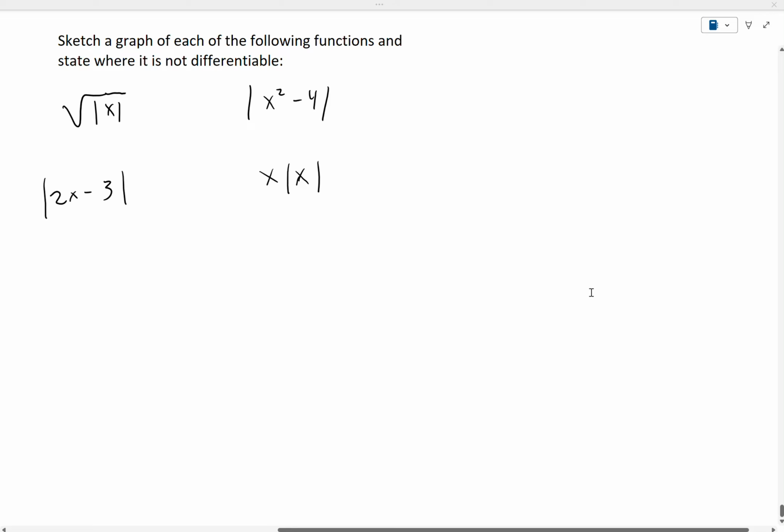In this video we're going to be looking at the differentiability of a function. So that's the ability to take a function's derivative. And we have four functions right here. We're going to figure out which ones are differentiable and where they're differentiable and where they're not differentiable.